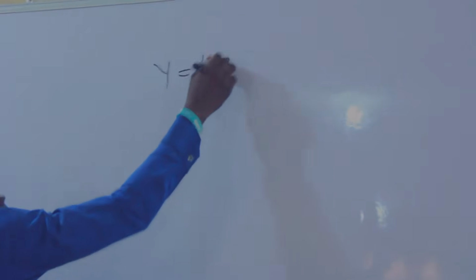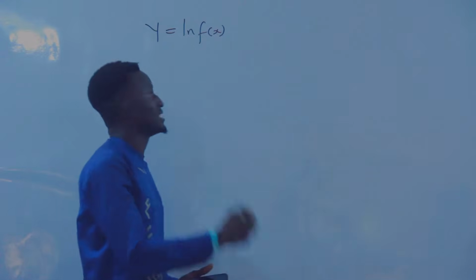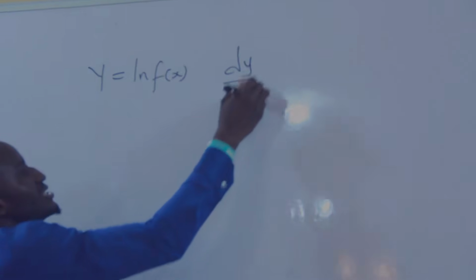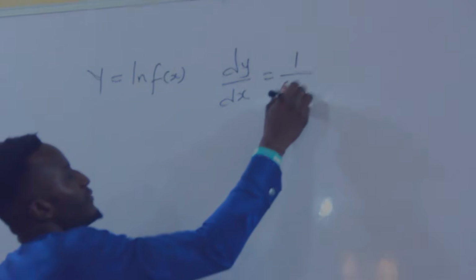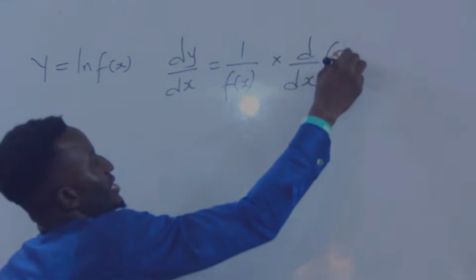When you are given y equal to ln f of x, this is natural logarithm, we call it ln. Then, for the ln of f of x, the formula says dy/dx of this will be equal to 1 over f of x, multiplied by the differentiation of f of x.